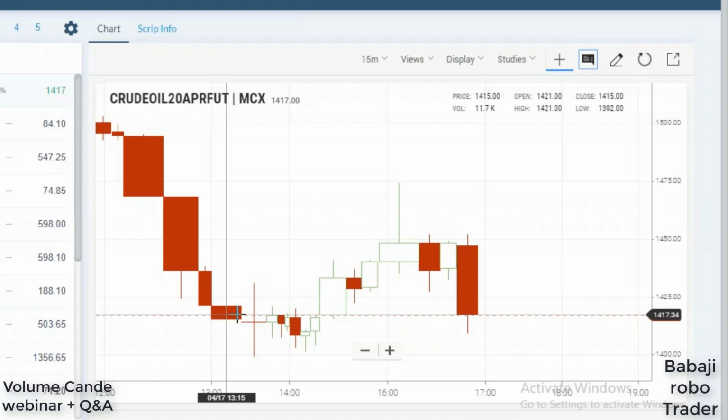With the same thing we can identify whether the stock is in an uptrend or a downtrend. For uptrend and downtrend you can use simply the volume. If the volume is huge, then you can take the trade for the long or the short.